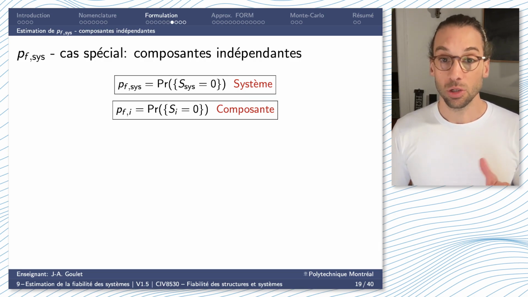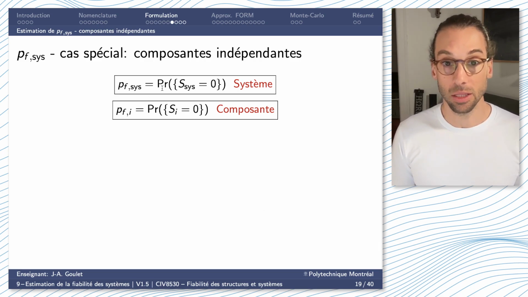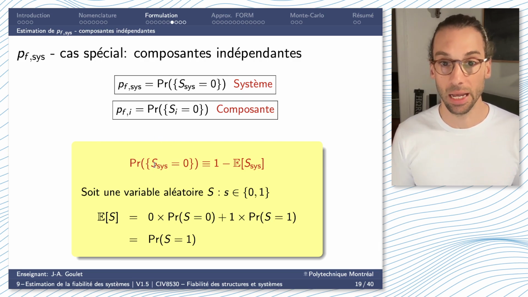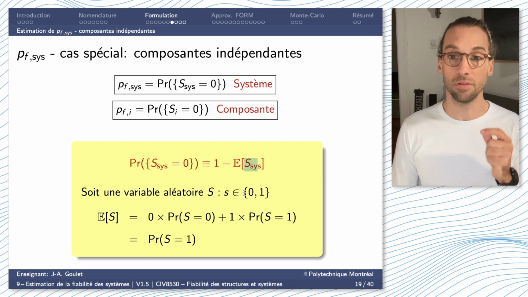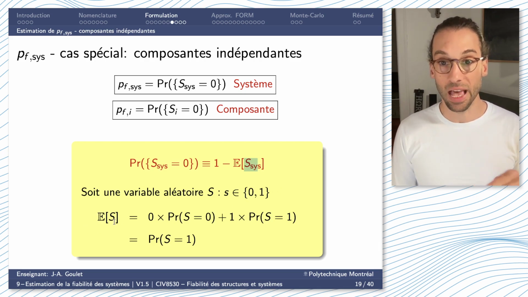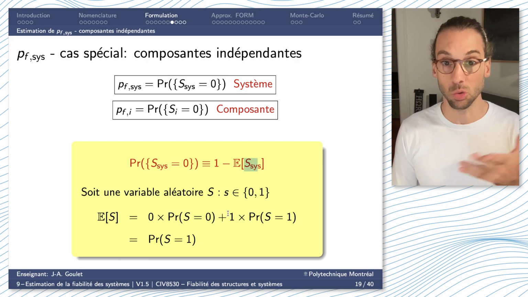So now let's look at a special case where we have independent components. The failure probability of the system is going to be the probability that my state variable is equal to 0, or for a component, the probability that my state variable at the component level is equal to 0. So I can represent the probability of failure, being this state variable being 0, as 1 minus the expected value of my state variable. If we consider that my state variable is itself a random variable that can take a value of either 0 or 1, the expected value of such a state variable can be described as 0 times the probability of 0 plus 1 times the probability of 1.